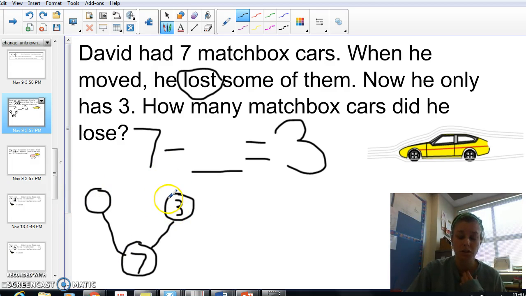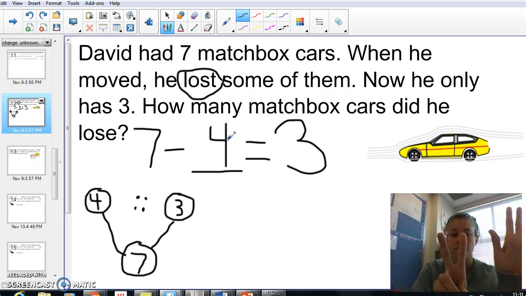So what I'm going to do is I'm going to put my pen on 3, and I'm going to count on drawing dots. So I have 3, 4, 5, 6, 7. So I'm going to count my dots. 1, 2, 3, 4. So this part has to be 4. So it says how many Matchbox cars did he lose? He lost 4. Let's see if that makes sense.